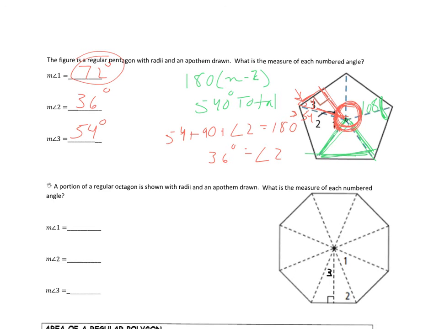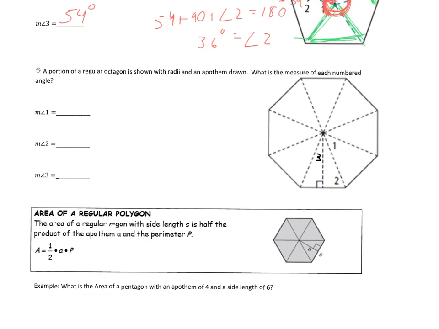Let's take a look at our next example here. This is an octagon. So in an octagon, I need to figure out the total number of degrees.